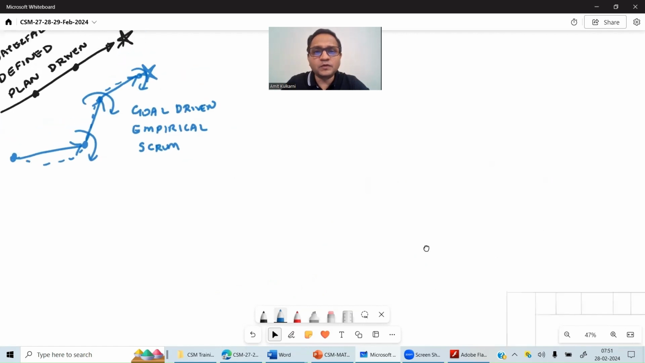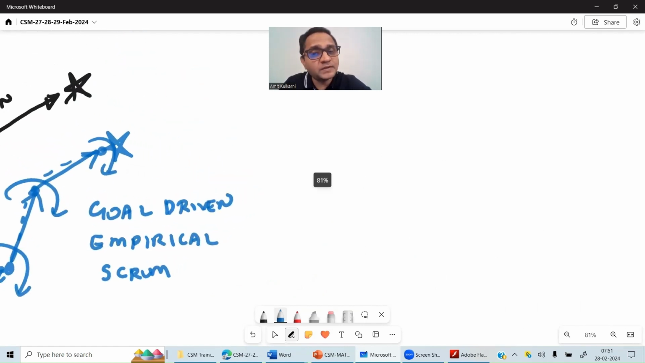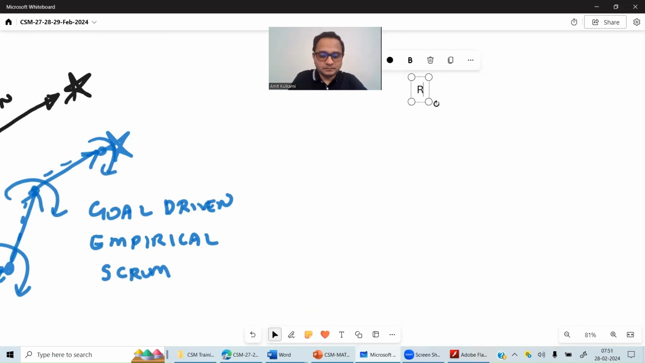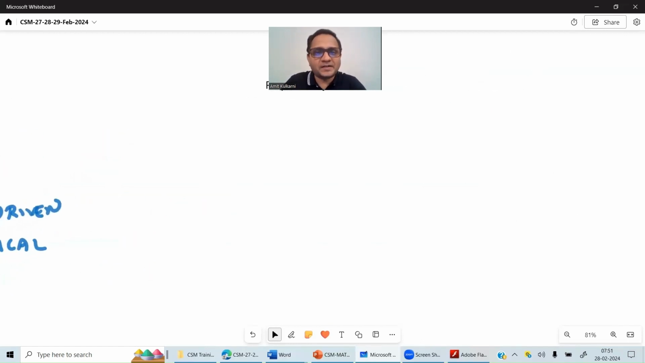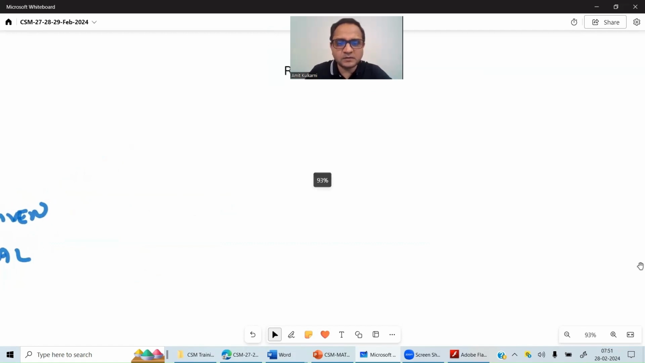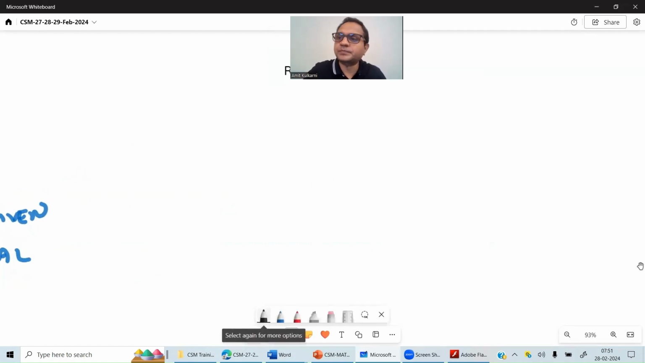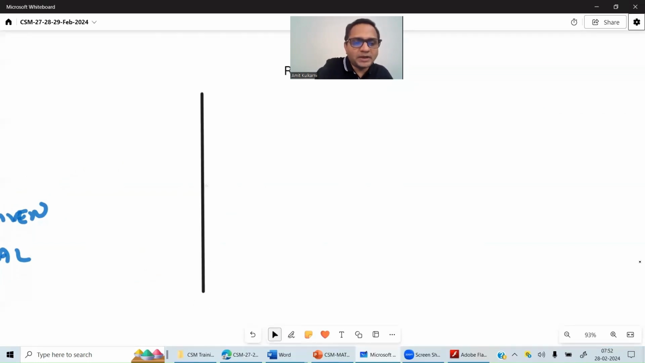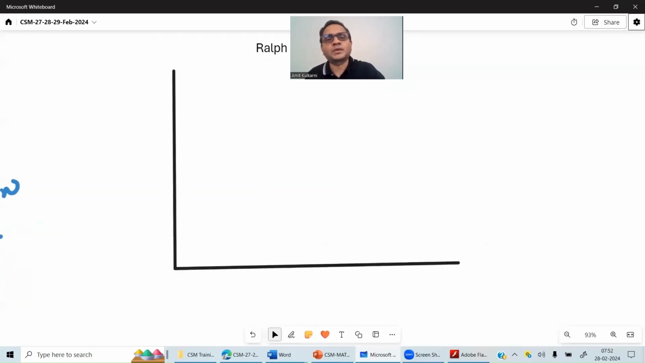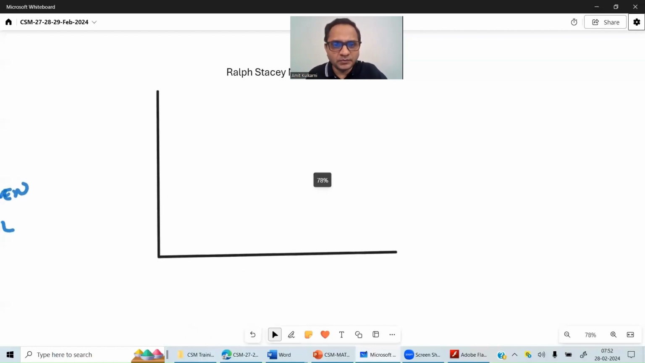The model that I'm going to use here is called the Ralph Stacey Model. Okay, it's called Ralph Stacey Model. Now when I talk about this model, we generally talk about two axes here. So I'll be drawing the two axes. Y-axis and x-axis. All right, so we're going to talk like this.